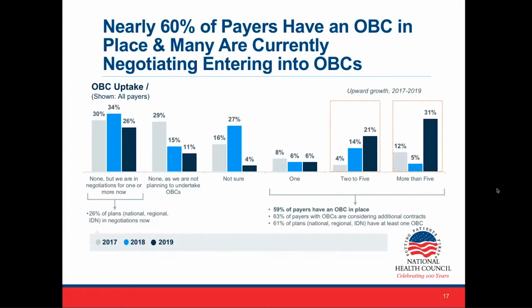and a significant or steady decrease in the percent of health plans that don't have any outcomes-based contracts in place and are not planning to undertake any at the current time. So again, a steady increase in not just familiarity, but also the number of outcomes-based contracts in place. Next slide.